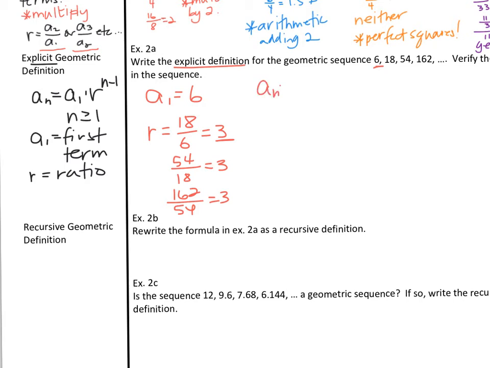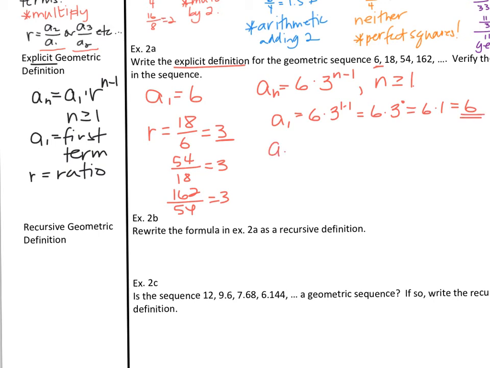A sub n equals 6 times 3 to the n minus 1 power. And this is true for all values of n greater than or equal to 1. Oops, there's a 1 right there. There we go. Let's test out those first 4 terms. A sub 1, that means it'd be 6 times 3 to the 1 minus 1. 1 minus 1 is 0. 3 to the 0 power is 1. And 6 times 1 is 6.